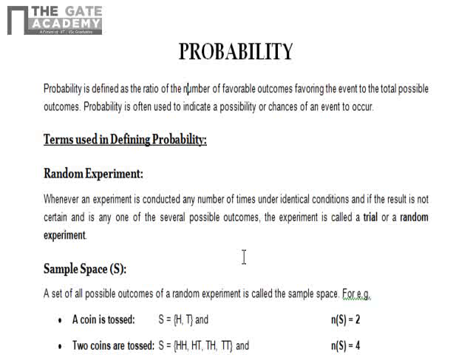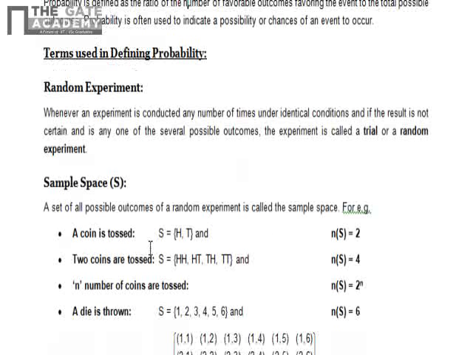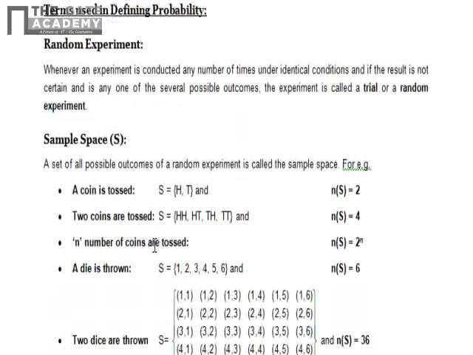By any random experiment, there is a possible number of outcomes. So the possible number of outcomes is called the sample space. Set of all possible outcomes. Suppose your event is tossing a coin, then it can show head or it can show tail. So the sample space contains head and tail. The number of sample space will be 2.